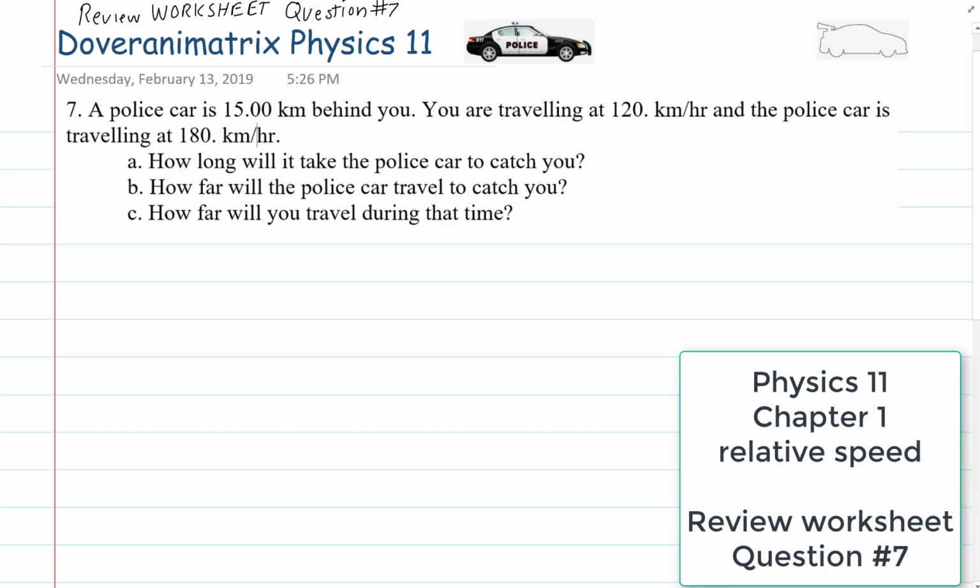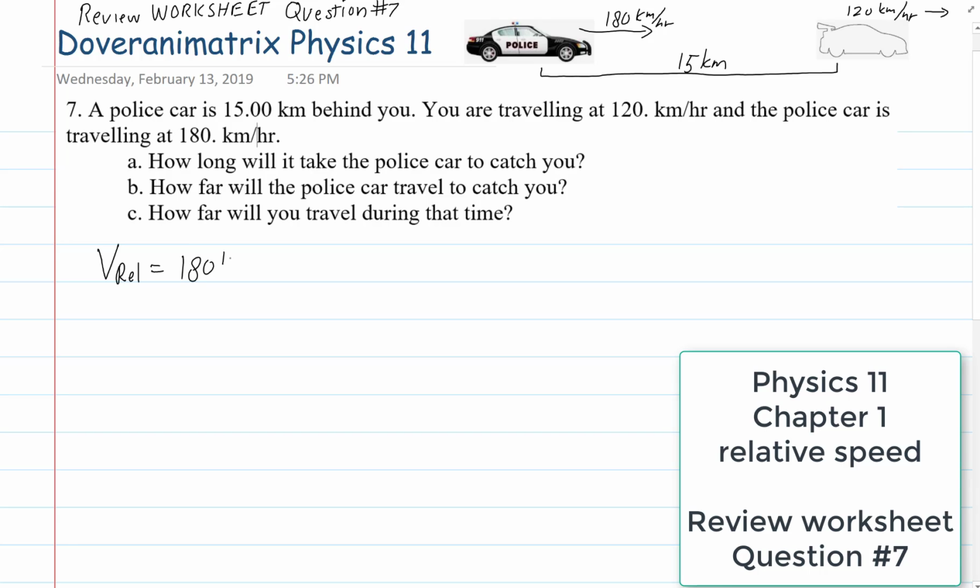So there's only one part where he's chasing after you. The distance between you is 15 kilometers. He's traveling at 180 kilometers per hour, and you're traveling at 120 kilometers per hour. So it's a relative velocity question. V rel: two objects moving at different speeds.